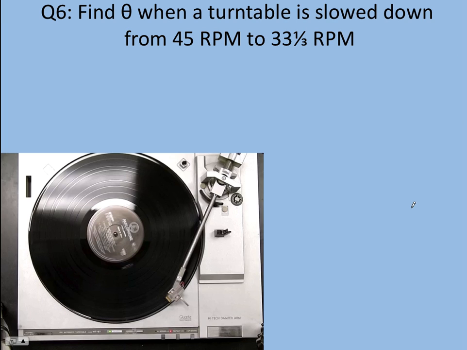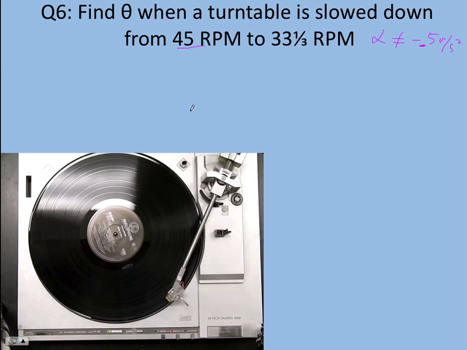Let's do one more example. This one's a little different. The turntable is going to be going at 45 RPMs, and I'm going to change the speed by pressing this button here, and the motor will slow it down. And so alpha is not equal to negative 0.5 radians per second squared now. It's something else. It's actually more. So we don't know alpha. We will know the time, though.